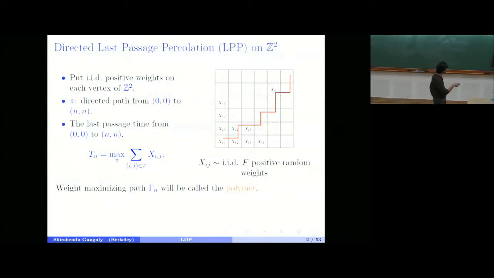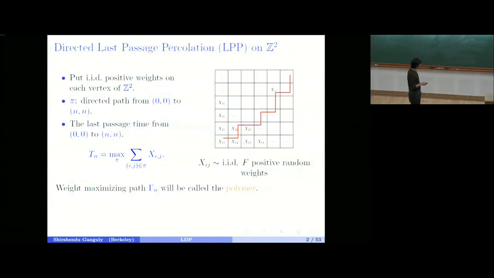Given such a noise space, you look at oriented paths between points. Let's say this is the origin, and this is (n, n) if the box has size n. Then you look at an oriented path which goes from 0 to n, and that path will have a random length, which is the sum of the variables along that path. For any path pi, you look at the summation of Xij along pi. The object of interest is what is known as a geodesic or a polymer, which is the path that maximizes this weight. So Tn would be the maximum over all oriented paths pi of the sum of these weights.